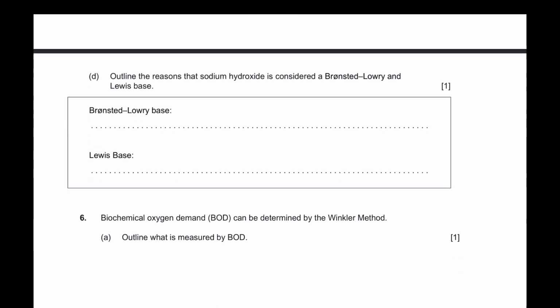So we have to outline the reasons why sodium hydroxide is a Bronsted-Lowry and a Lewis base. Why is it a Bronsted-Lowry base? Because NaOH can donate OH minus ions, which in turn can accept a proton, that is an H plus ion. So that's why we can say it's a Bronsted-Lowry base. NaOH ionizes to OH minus ions, which can accept a proton, an H plus. And we define bases as H plus or proton acceptors in the Bronsted-Lowry concept.